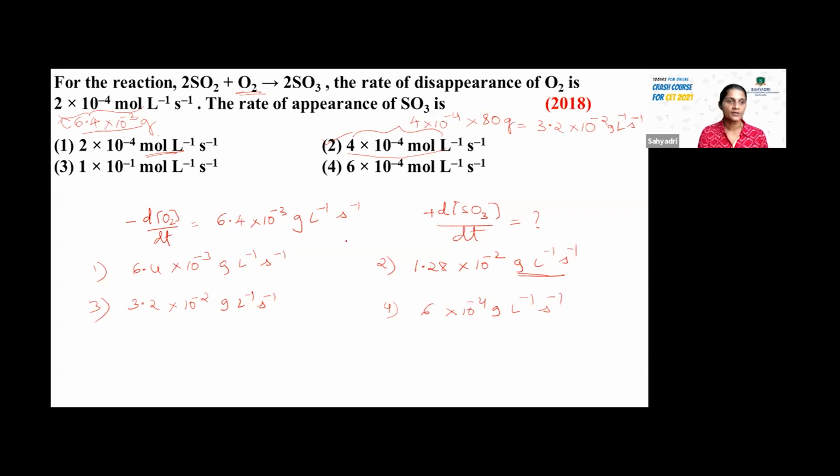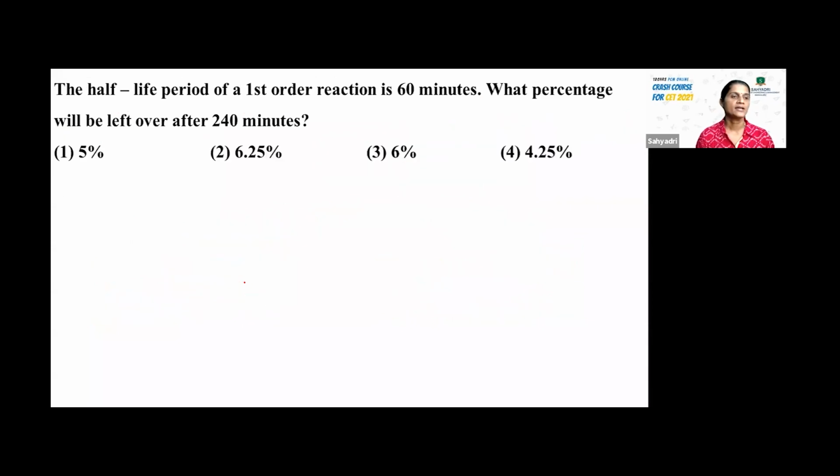Okay, so like this, you have to be careful whether grams or moles is given. For CET, generally, moles per liter only will be given, but just check whether it's grams. Okay, next question. The half-life period of a first order reaction is 60 minutes. What percentage will be left over after 240 minutes?